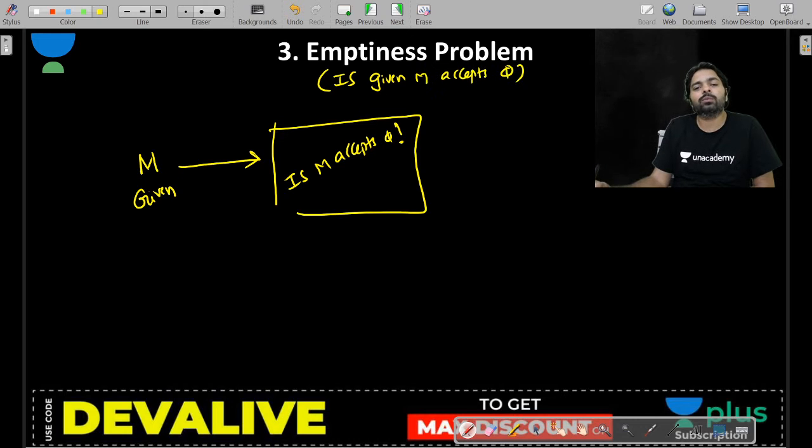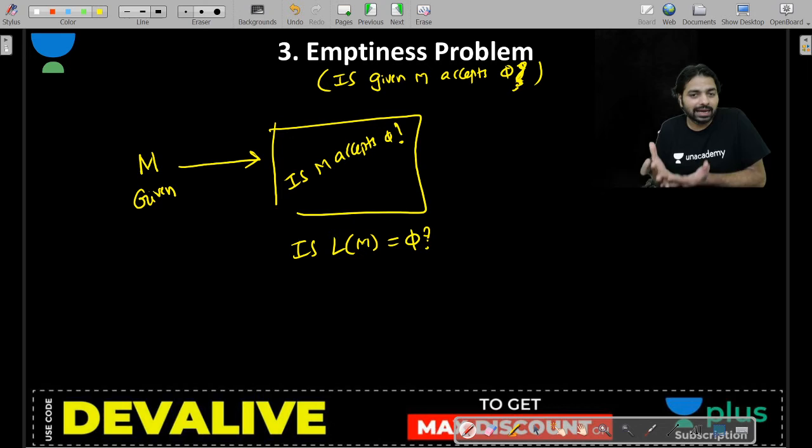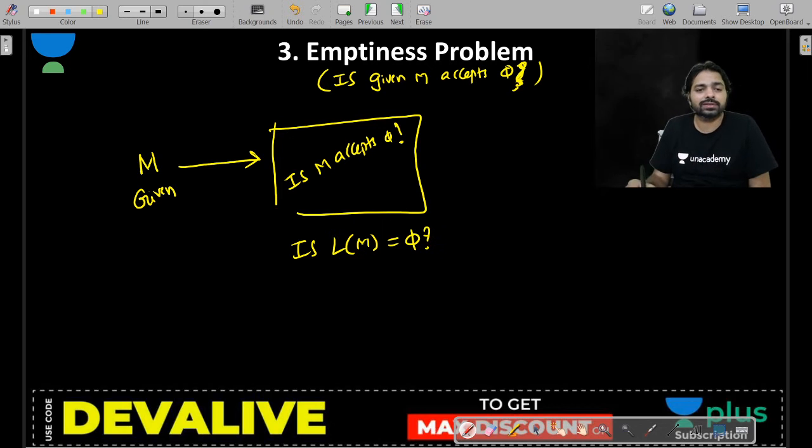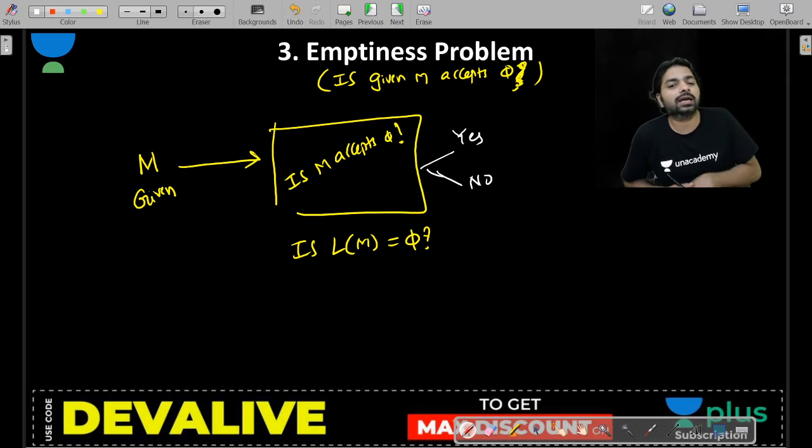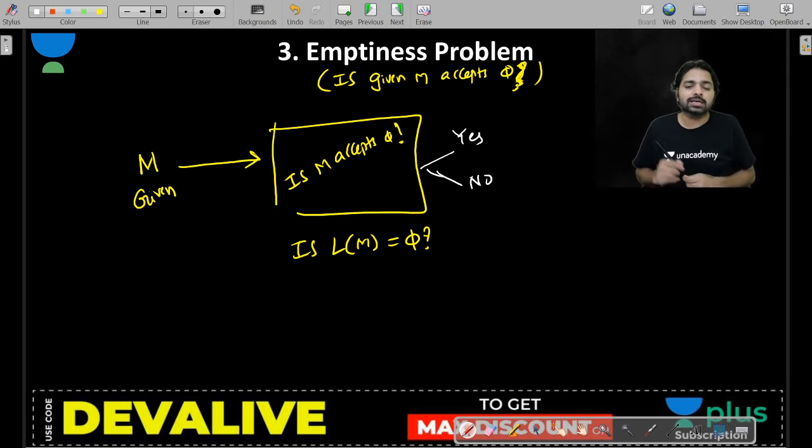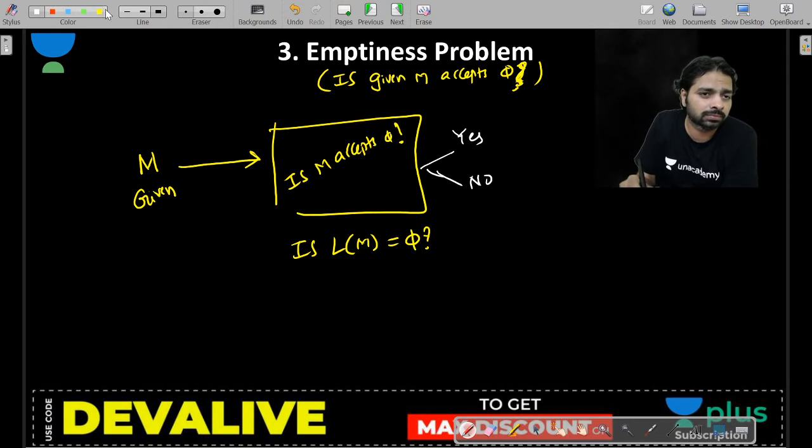Accepts pi. What is the meaning of this question, guys? It's the same as: is L of M equal to pi? Is it accepting the empty language? You're going to say yes or no. If you are able to say both, then probably it's decidable. If you are only able to say yes, that is RE but not recursive. If you are not able to say yes, that is directly not RE. So the answers are only at this place.